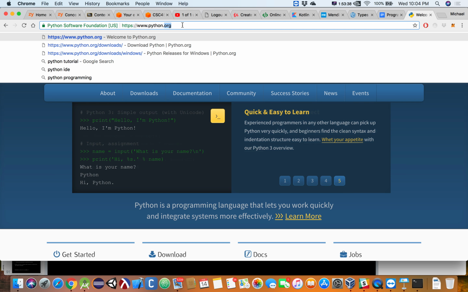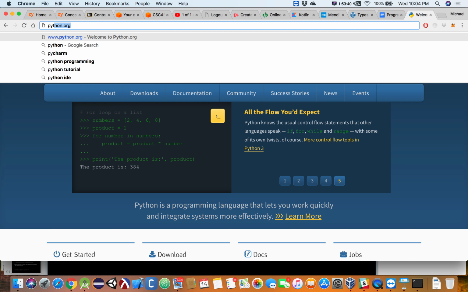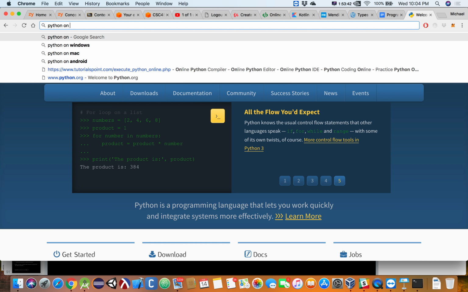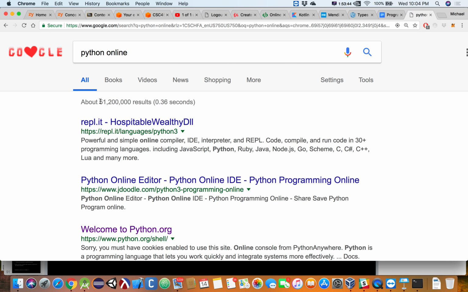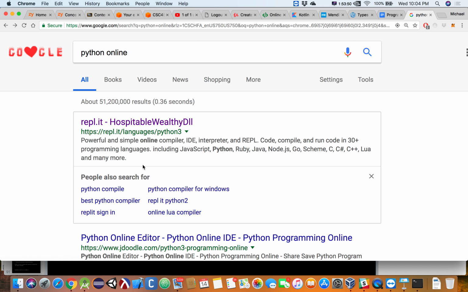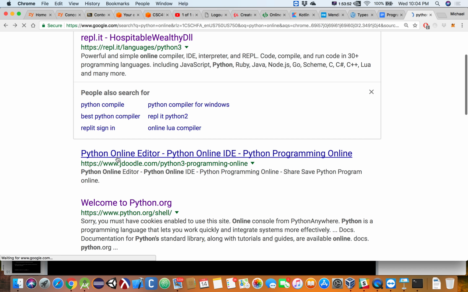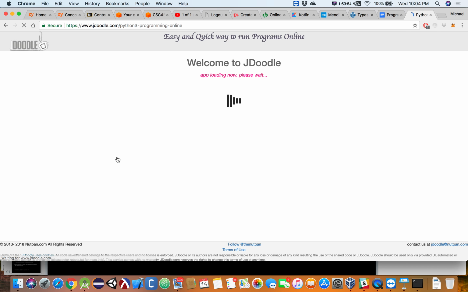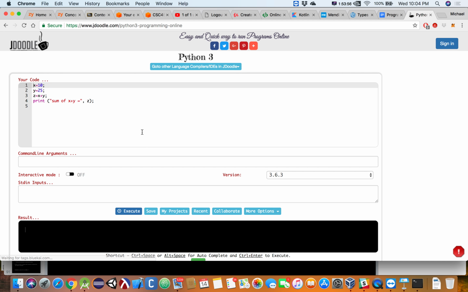There's also a way to just do Python online. There's an online... Actually, that's not it. Actually, that was it. That'll do it too. There's a Python online editor. So there's all sorts of places you can go to write your code.